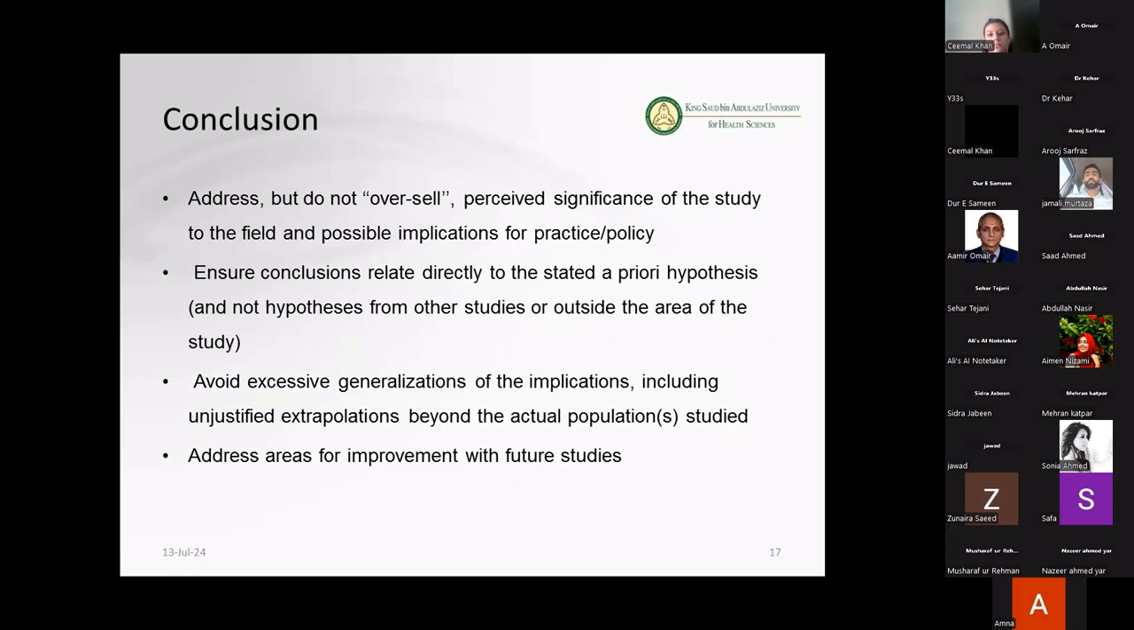Avoid, again, as I mentioned, excessive generalization, and finish with recommendations for improvement for future studies and what would be the implication for them. BMJ has a good box if you ever look at it, in which they mention the key points from the study. So try to follow that as a guideline.